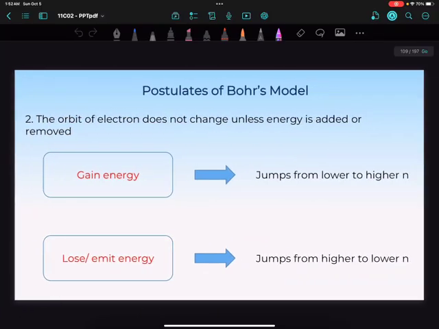Secondly, it said that the orbit of the electron does not change unless energy is added or removed. He said that the electron tends to revolve around a certain orbit unless and until there is any absorption of energy or removal of energy. When there is a gain of energy, it jumps from lower energy to higher energy. When there is a loss of energy, it jumps from higher energy to lower energy.